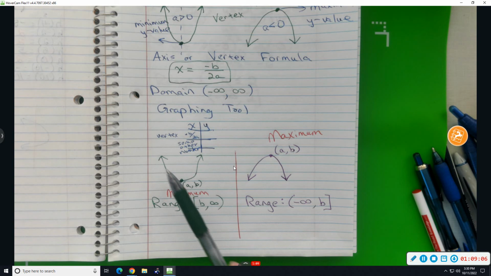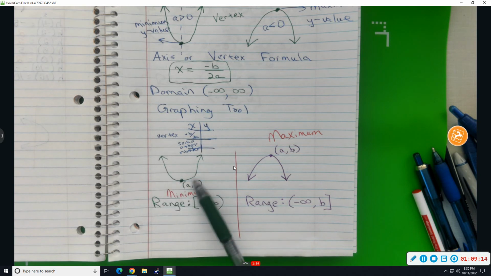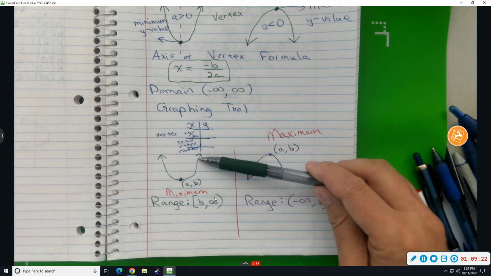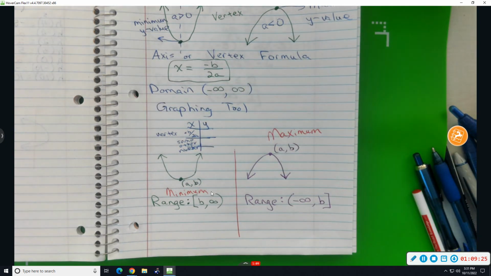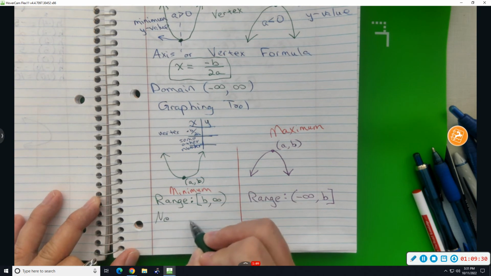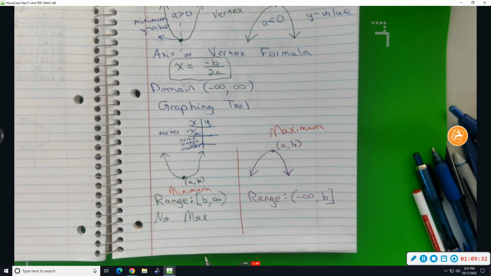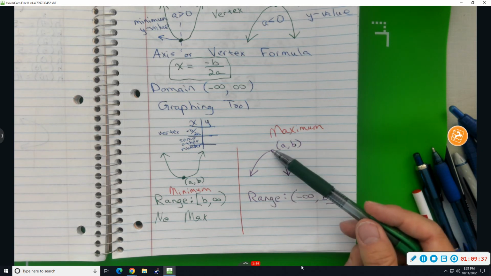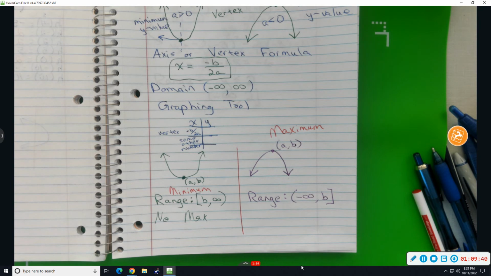What about the maximum? Here, you say there's a minimum at the vertex. The parabola is opening upward. What would the maximum be? Is there a maximum y value? There's no maximum y value because you see those arrows, it keeps going up and up. So I'll make a note here. If the parabola is opening upward, there's no maximum. Now, if the parabola is opening downward, you said the maximum occurred at the vertex. Where's the minimum? Is there a minimum? No.